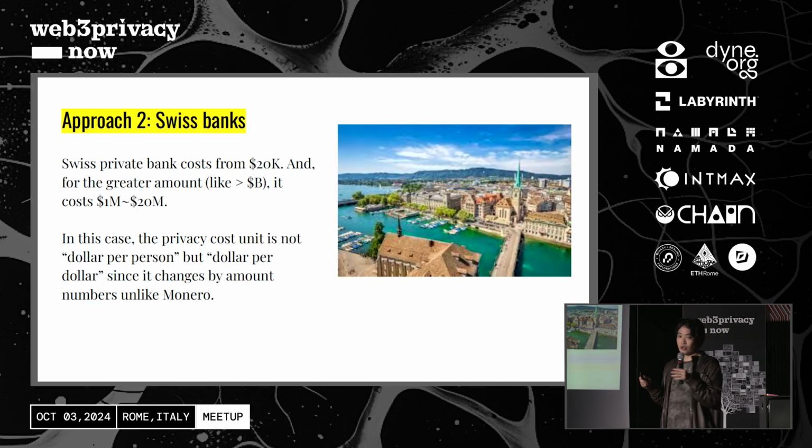So another way is, okay, let's talk about a more traditional one. It has a longer history, right? So it's not cryptographic privacy, but it's quite something solid. And Swiss bank, how much does it cost? So basically, Swiss bank costs like 20K at minimum. And with a greater amount of assets, they need to pay more, but at least 20K, right? And we cannot apply the one person privacy unit for this because it changes depending on the amount of money. So it's not dollar per person, it's dollar per dollar, right? So it's a bit strange, but we can tell that it's like 20K its cost.